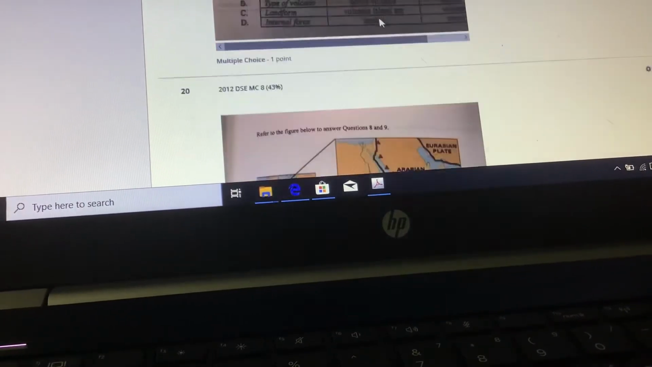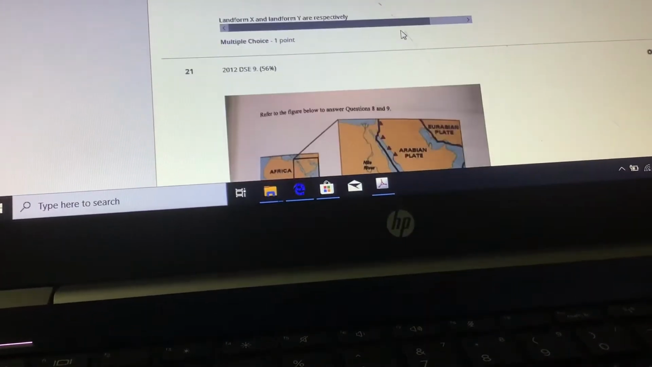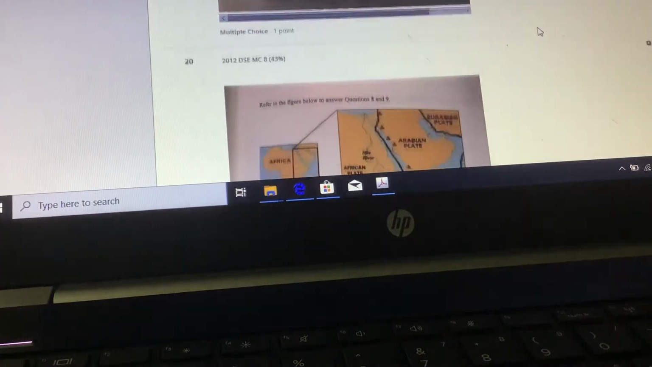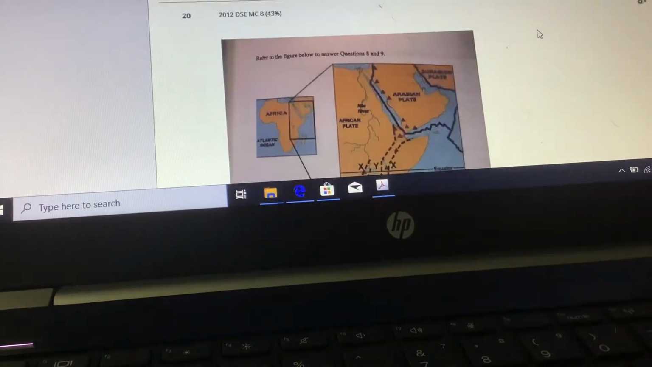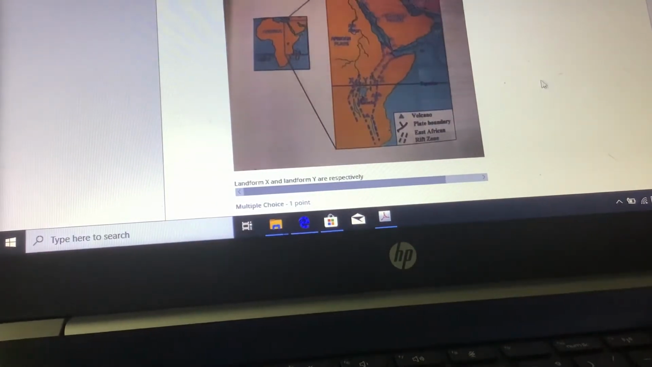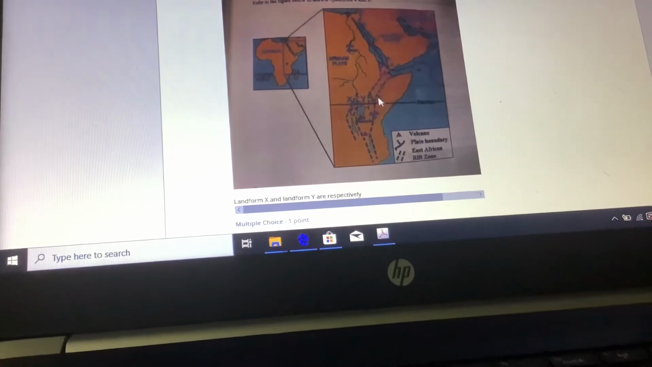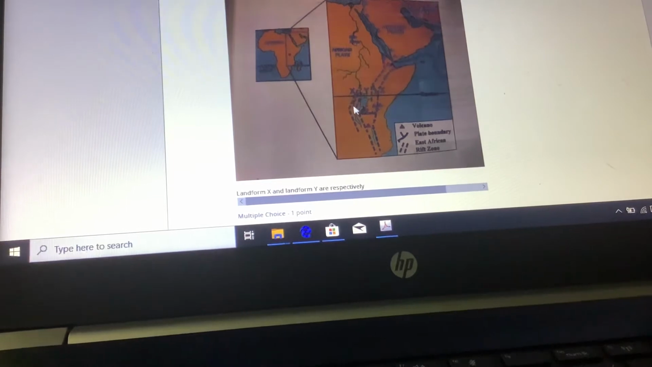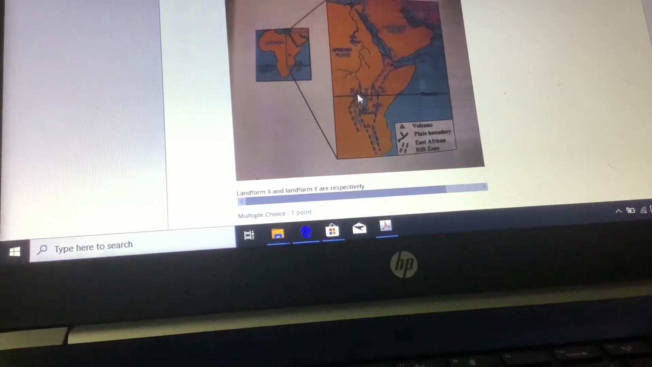Number 20, which is talking about two places, one plate X and one plate Y. Have a look first, okay? And then landform X and landform Y are respectively... What is this about? Can you see, we have some volcanoes right here, and also this is a mountain. Okay, a volcano is a mountain.